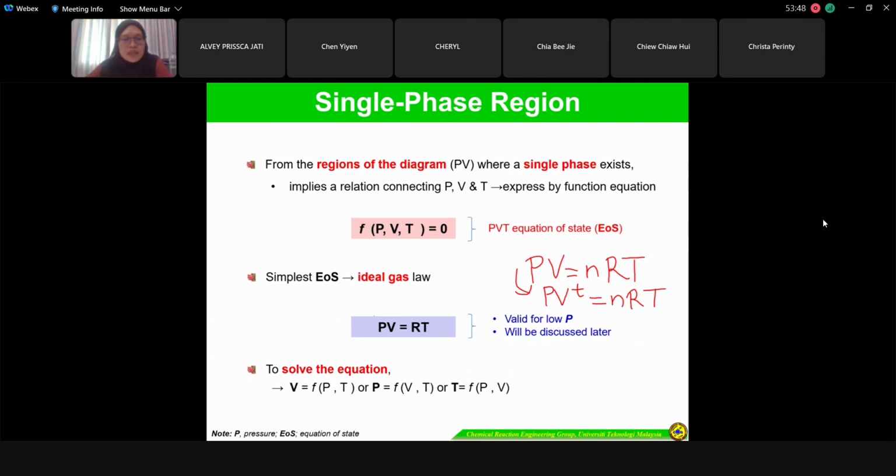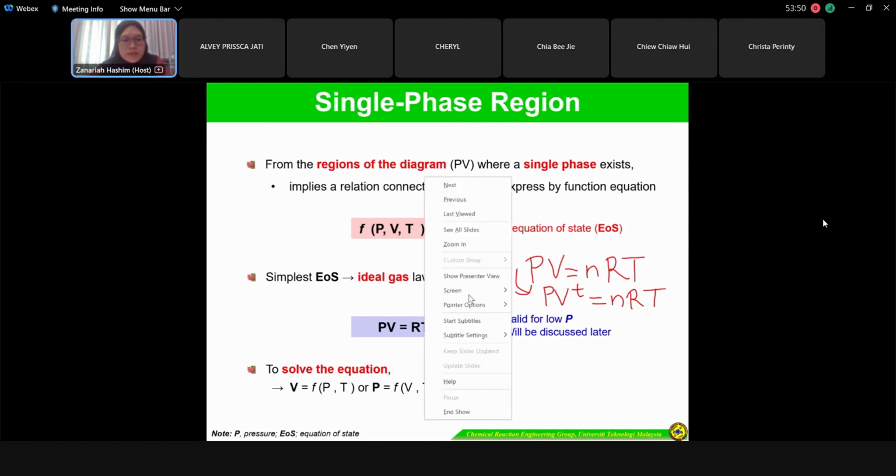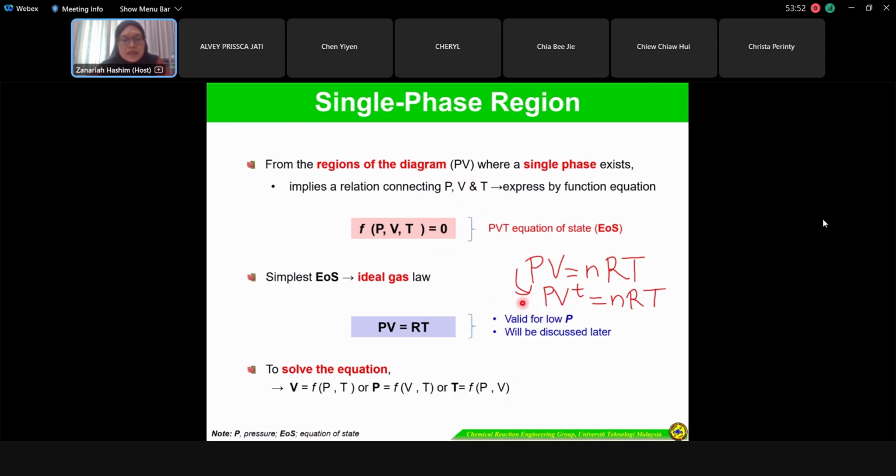All right, so the ideal gas law can be used for low pressure. When the pressure is low enough, the gas actually behaves like an ideal gas. And we will discuss more about ideal gas later.